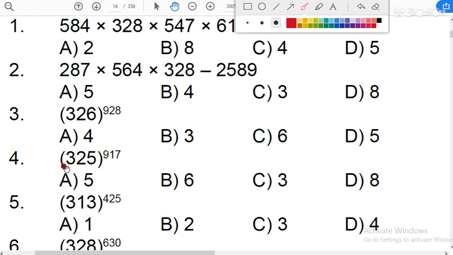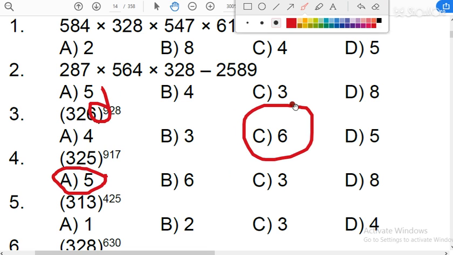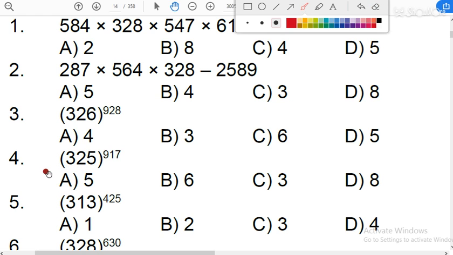The next question is 325 raised to the power 970. Students, always remember 5 raised to any power will give me the answer 5. So its unit place will be again 5. It is similar to 6. Like 6 raised to any power will give me unit place 6, in the same way 5 raised to any power will give me 5. So question number 4 answer is 5. Moving to the next question.